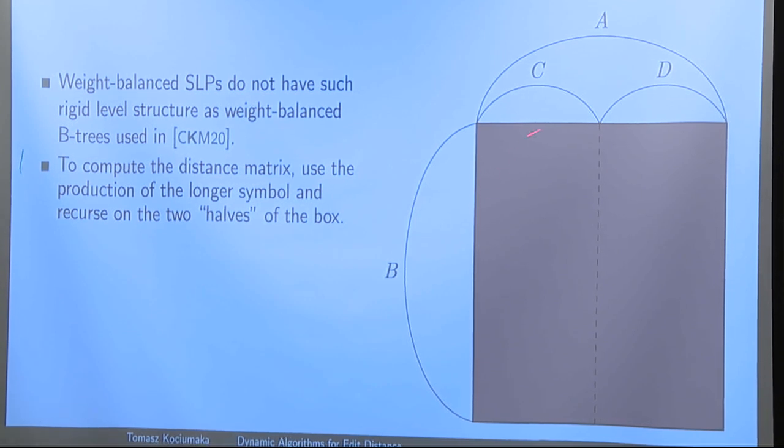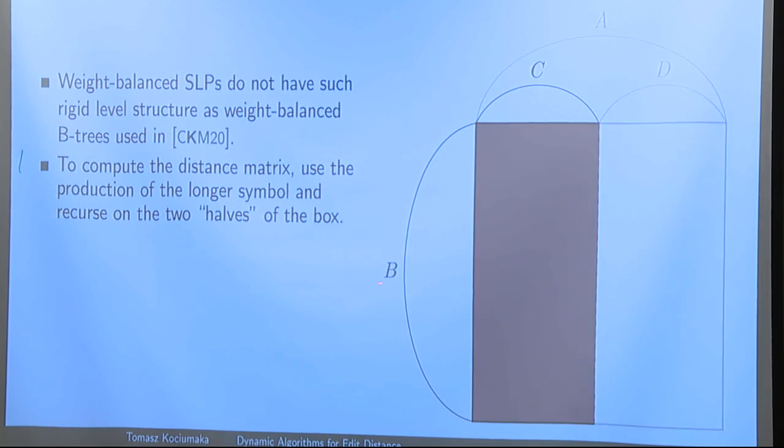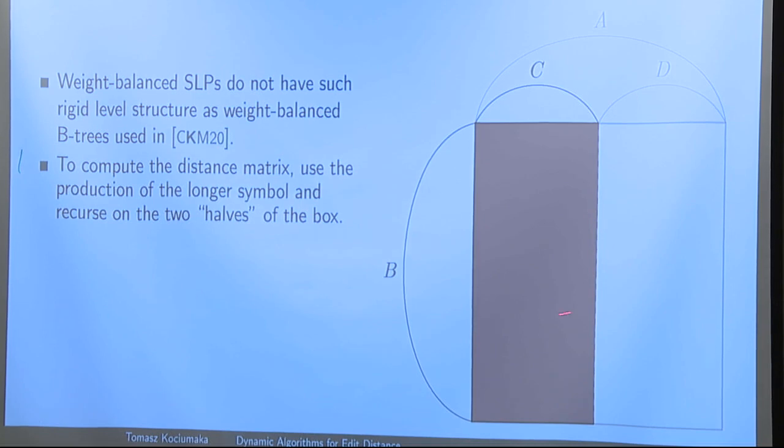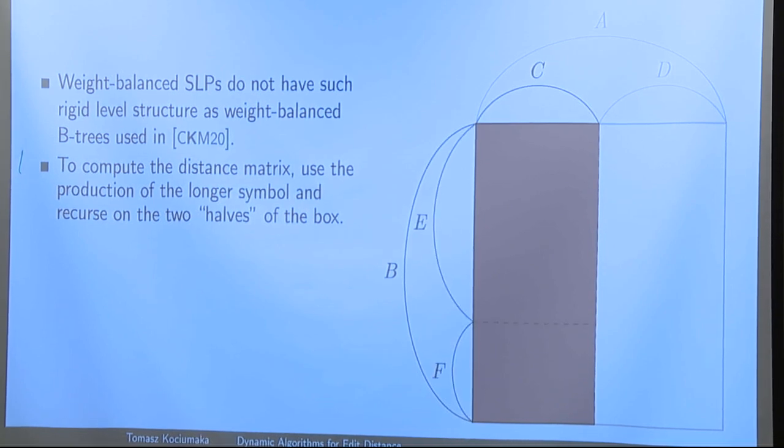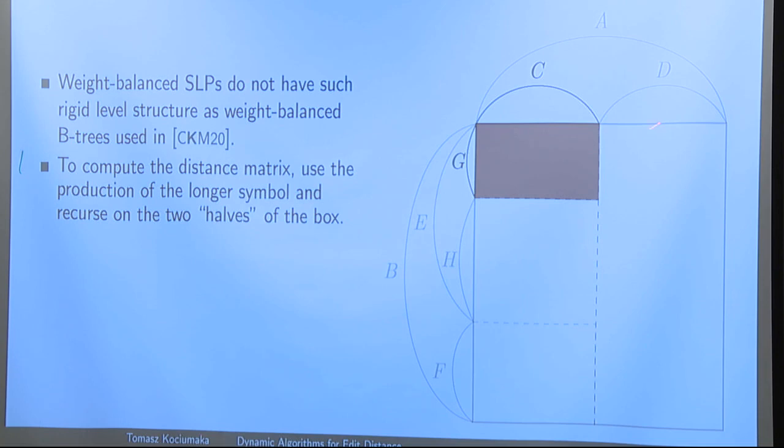So now A goes to CD. So we need to compute the matrix for AC and for AD, for BC and for BD. Let's say I will look into the part of the recursion responsible for B and C. Now B is longer, so I need to follow the production of B. Now E is still longer, so I follow the production of E. And this way I can recurse, and using memorization, I will be able to compute all the necessary distance matrices.